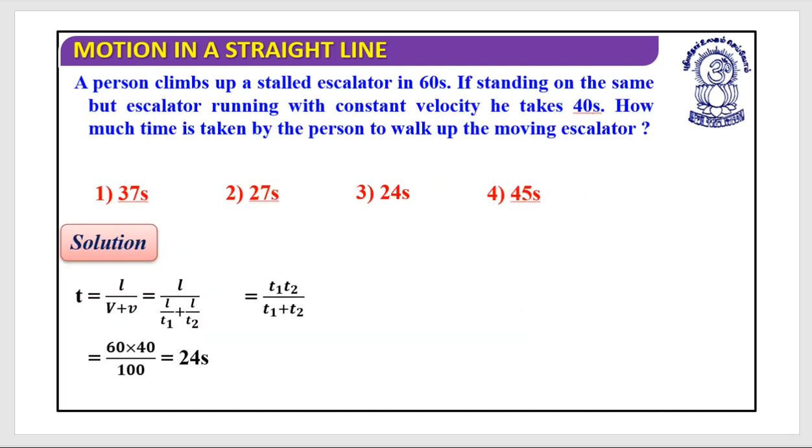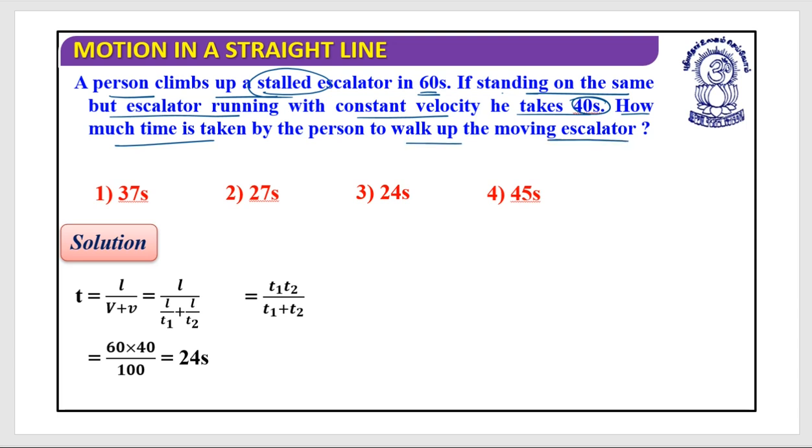What the question says is that a person climbs up a stalled escalator in 60 seconds. If he stands on the same escalator while it is running, meaning he is not moving, with constant velocity he takes 40 seconds. How much time is taken by the person to walk up the moving escalator?